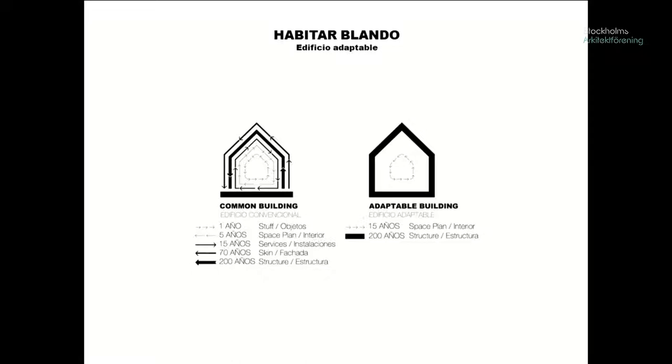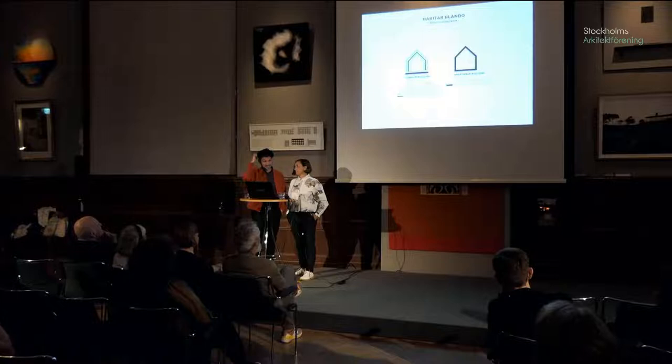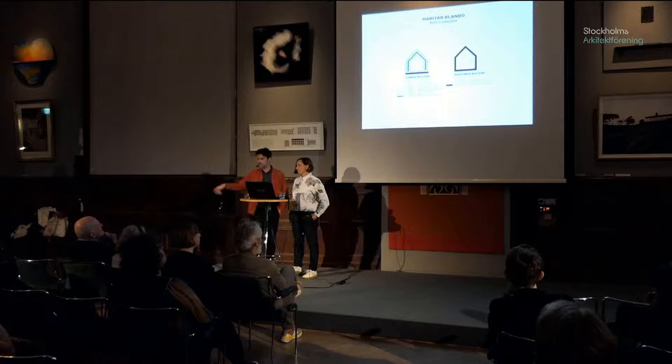Okay, this is a diagram that we love very much. It's Stewart Brand's common building, sharing layers of change. It tells us how a regular building works. The thickness of the line gives you the idea of how long that layer is going to last. So the structure maybe is going to last 200 years. The skin of the facade is going to last 70 years, the service installations 15 years, the space plan 5 years, and the stuff like chairs, whatever, maybe you change it in one year.